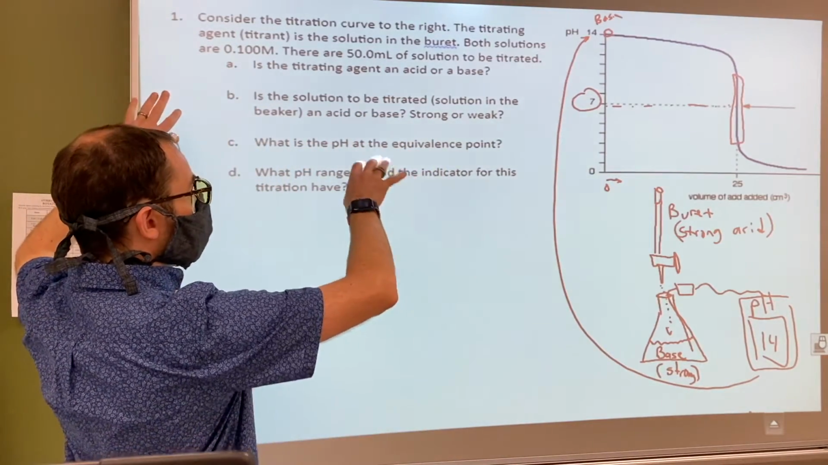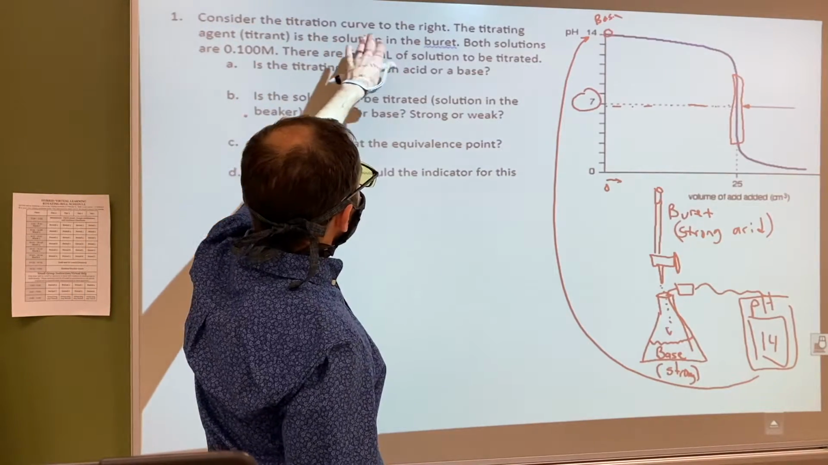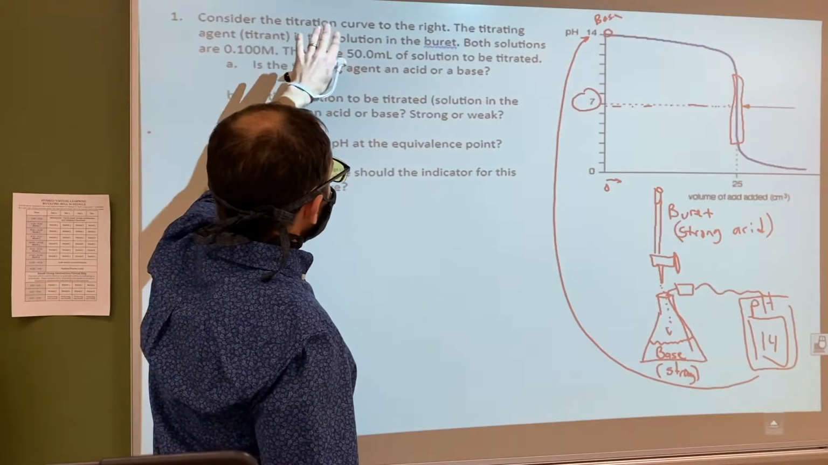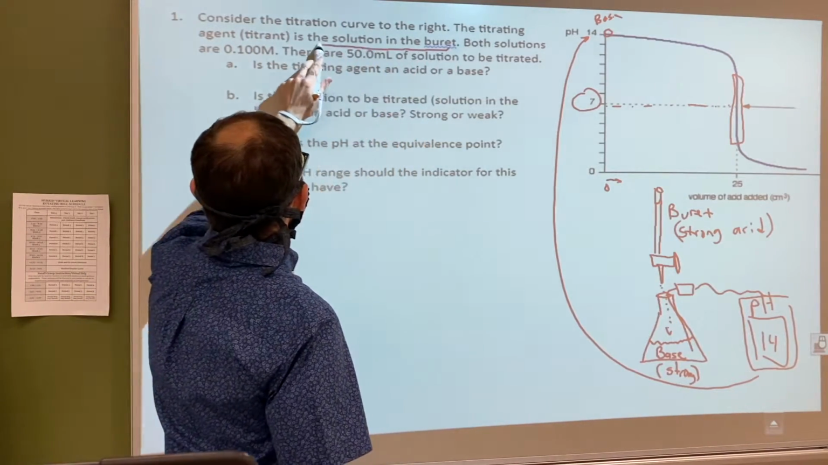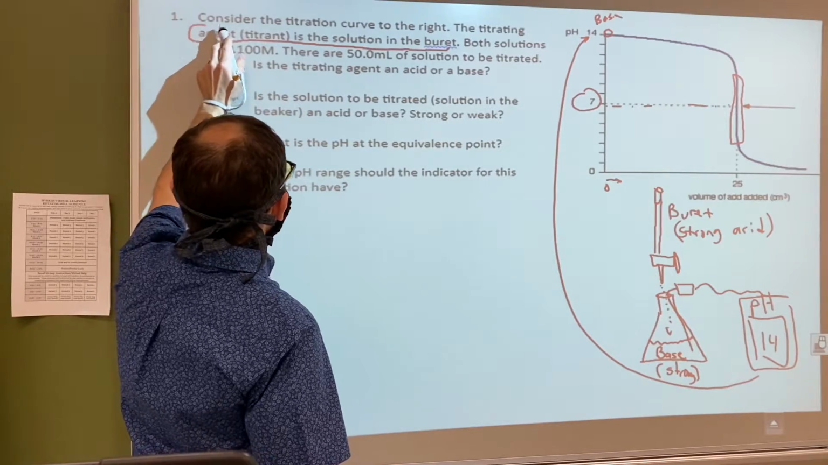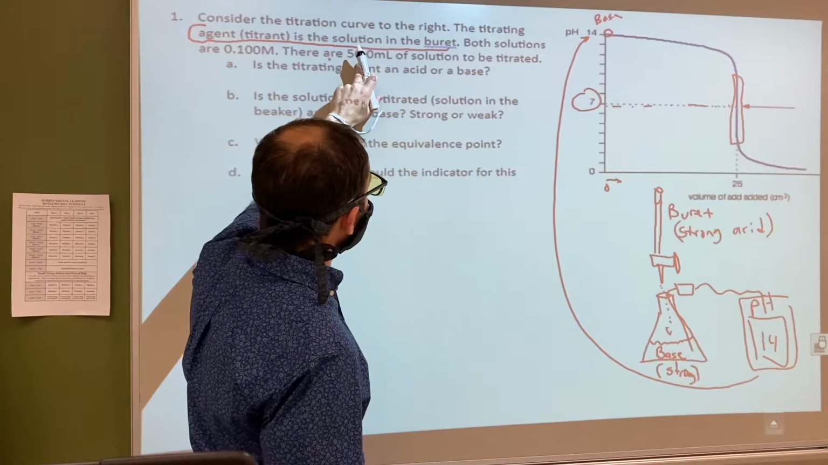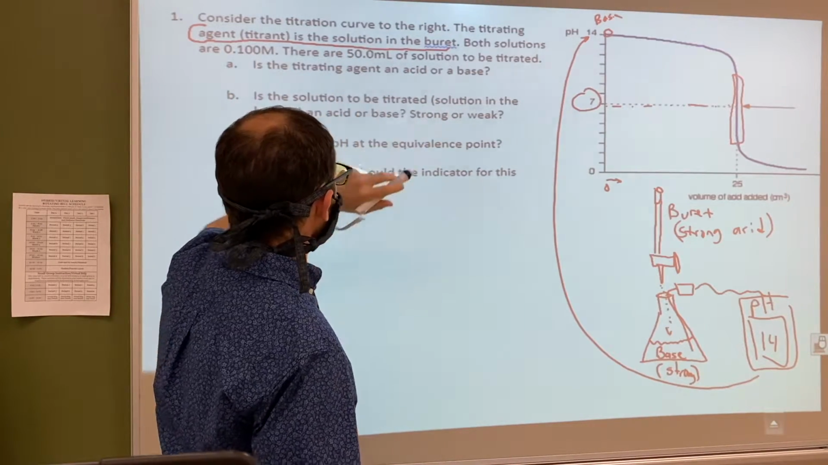All right, let's look at the questions and see if we can answer this. So it says, consider the titration curve to the right. The titrating agent, or the titrant, is the solution in the burette. Okay, so the solution in the burette is the titrating agent. Both solutions are 0.1 molar. There's about 50 milliliters of solution to be titrated. Is the titrating solution an acid or a base?